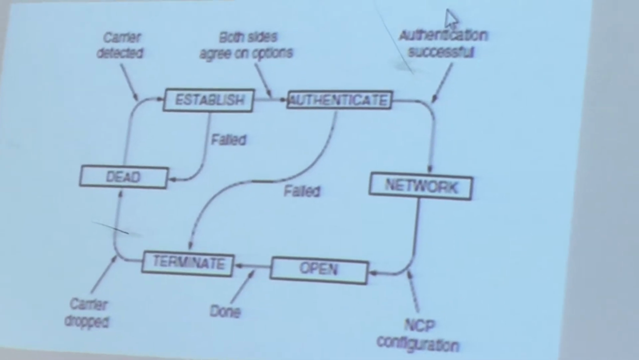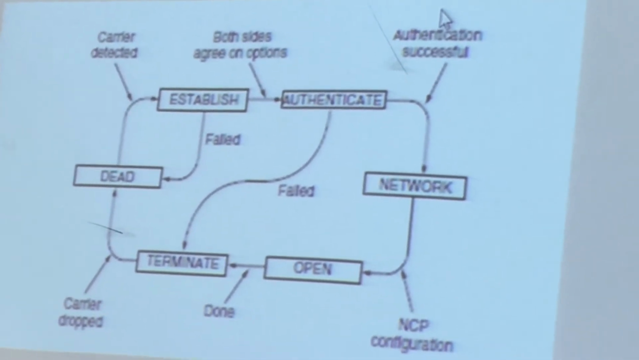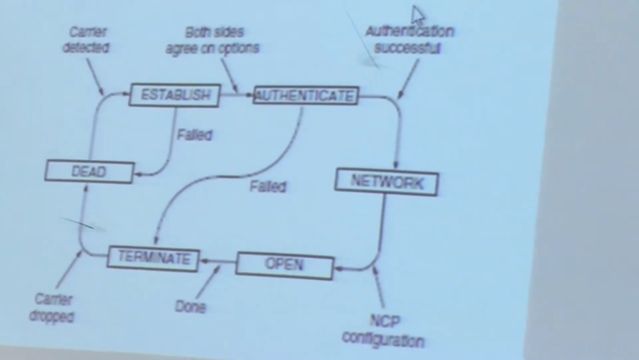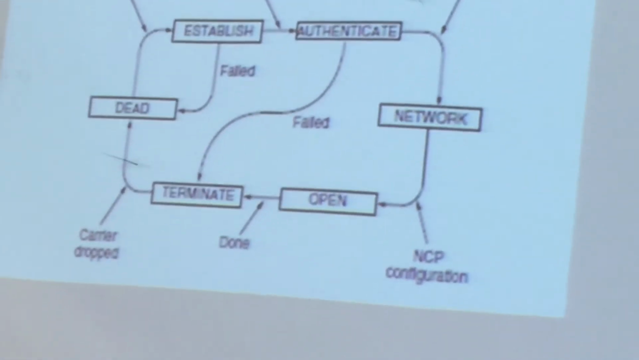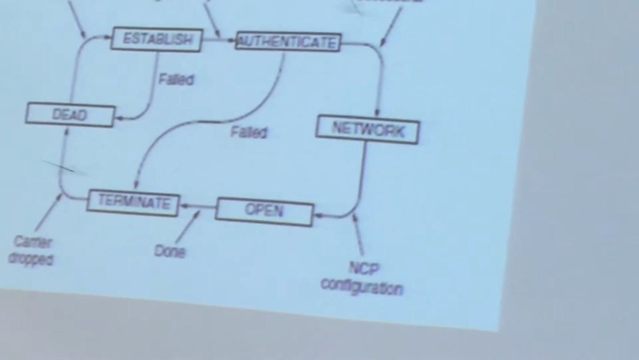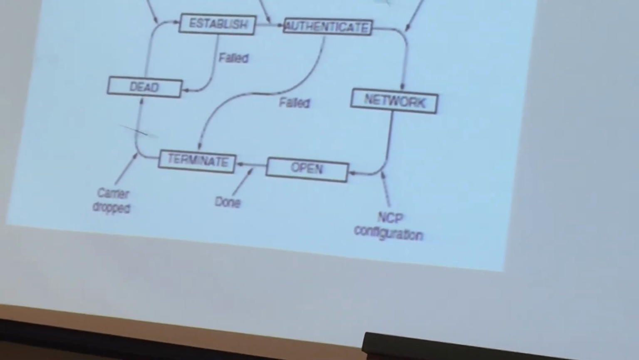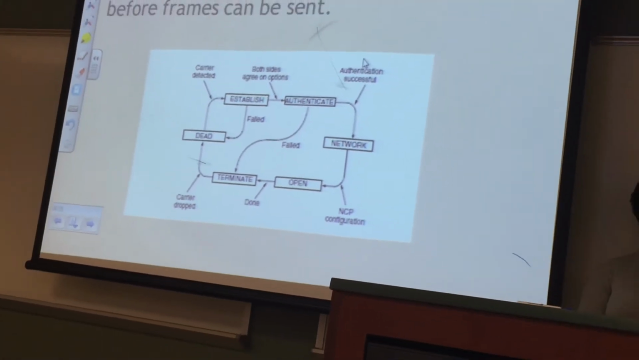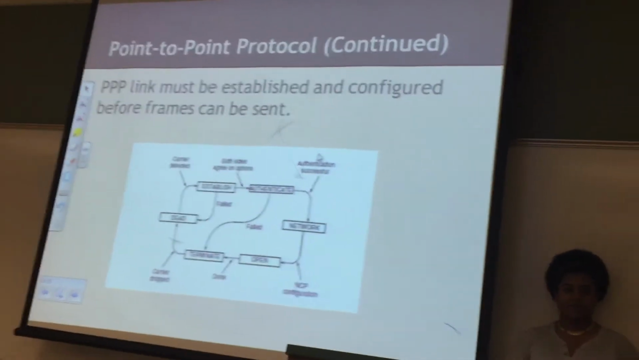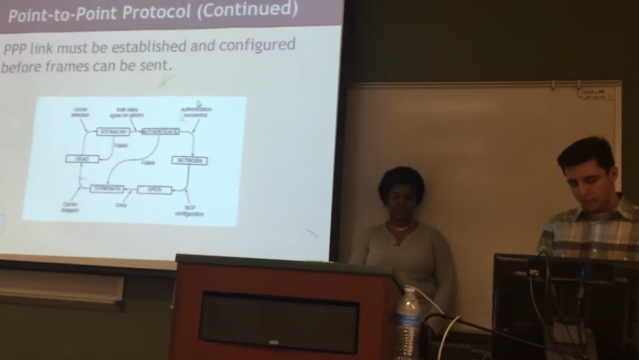But if you are able to authenticate the connection, then you go to network. This is where you configure the connection between the two nodes. After you configure, you go on to open, and open is where you're sending the data back and forth. This continues until it decides that it no longer needs to send data, so it terminates. Once it terminates, it goes back to being dead, which is its original state, so it's ready to send data again if it needs to.